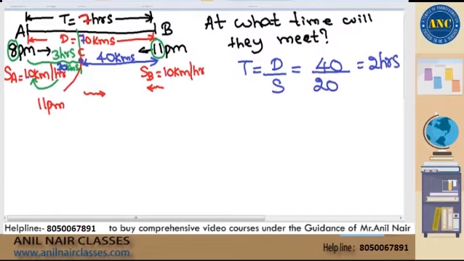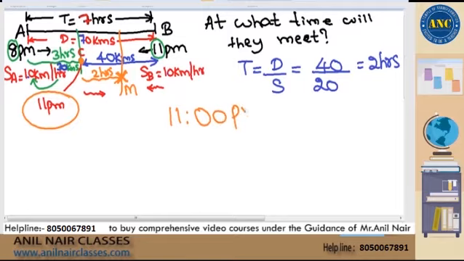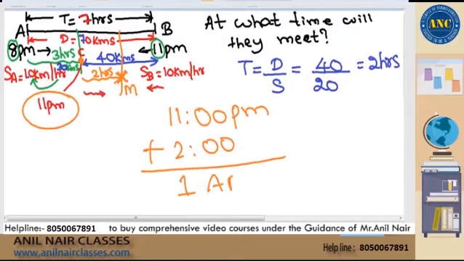That means, can I say that from 11 o'clock, they both will travel for 2 more hours, and that will become the meeting point of both the trains. From 11 p.m., if they travel for 2 more hours, what will be the answer? Answer is 1 a.m. Answer for this question is 1 a.m.